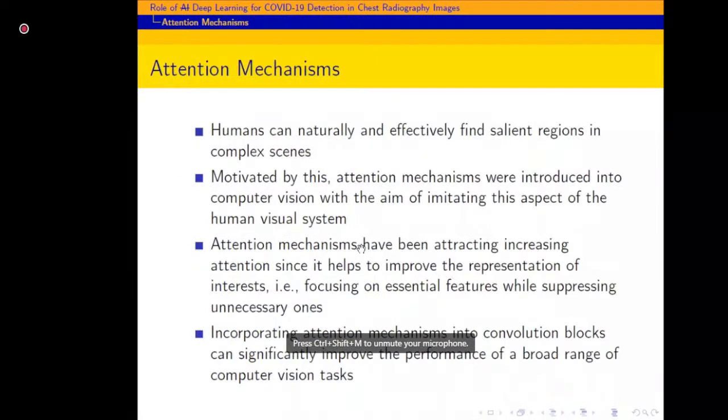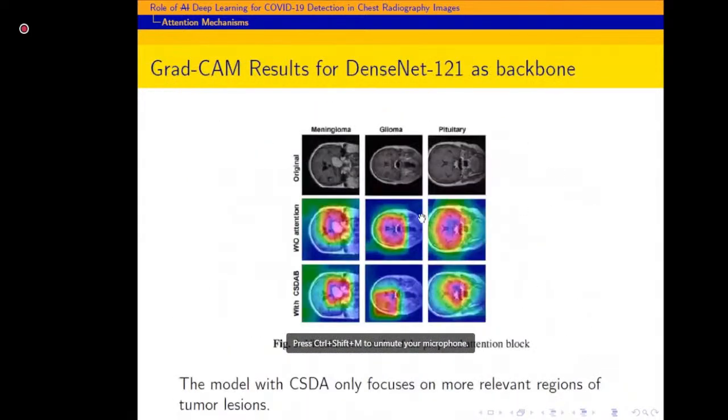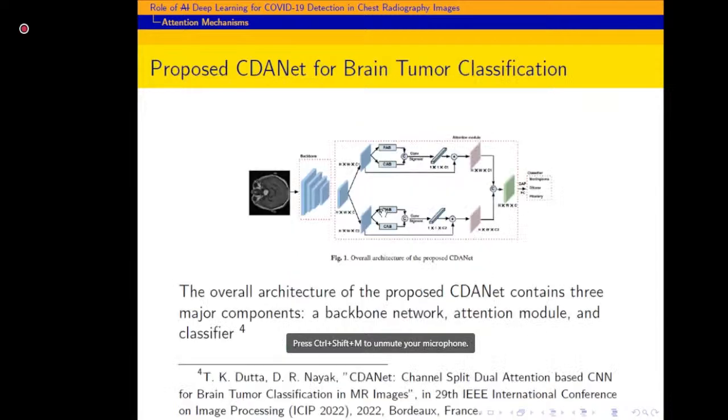Attention mechanism, as I told you, is very important nowadays to focus on the relevant regions and ignore irrelevant regions in the images. Like human beings, we always focus on salient regions in complex scenes, and that is the major goal of attention mechanisms. I'm not interested in talking more about attention mechanisms. I'd just like to show you one result we got with the proposed attention we made, and this paper has been published in the 29th International Conference on Image Processing.